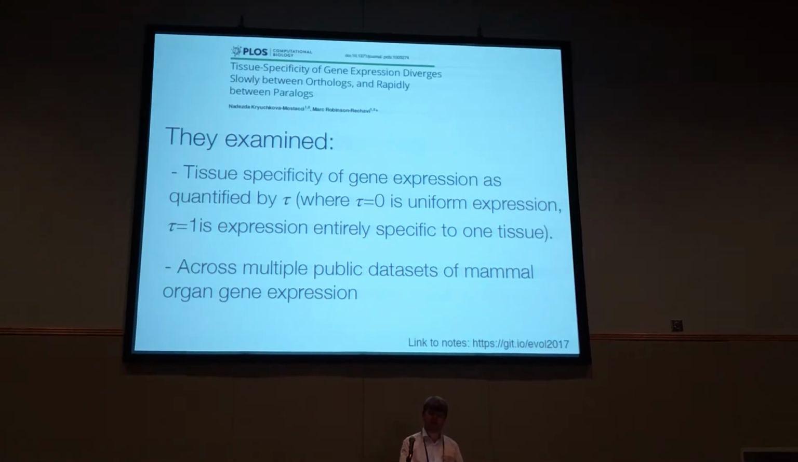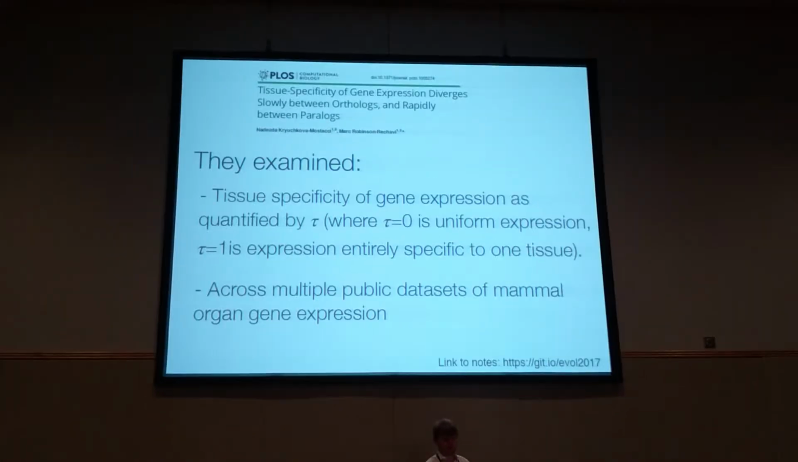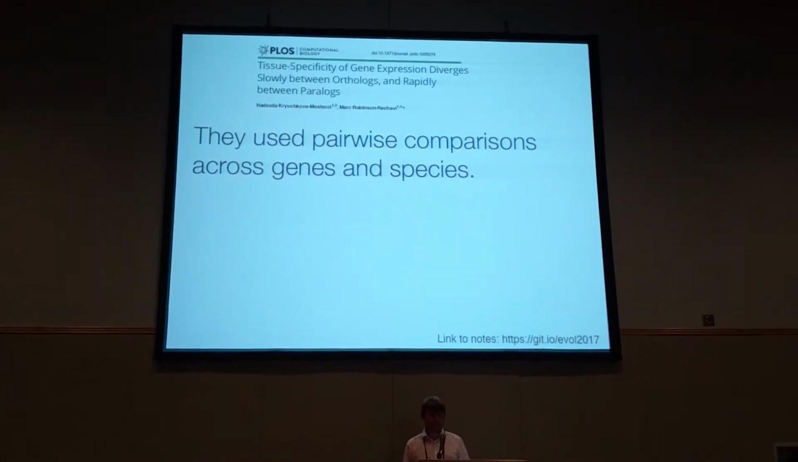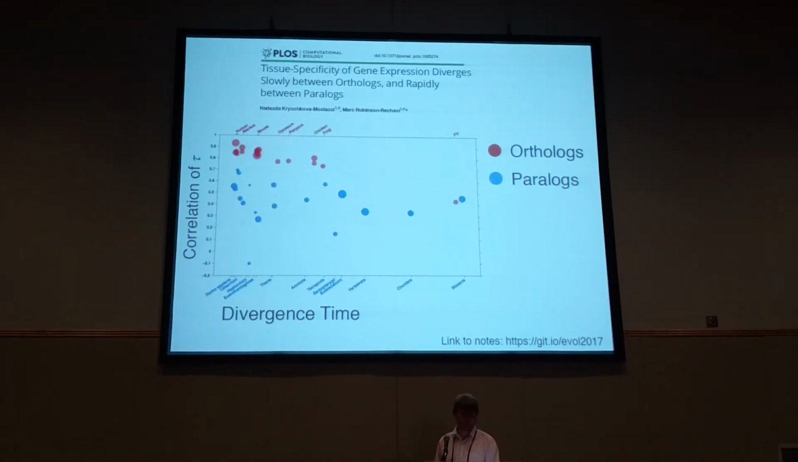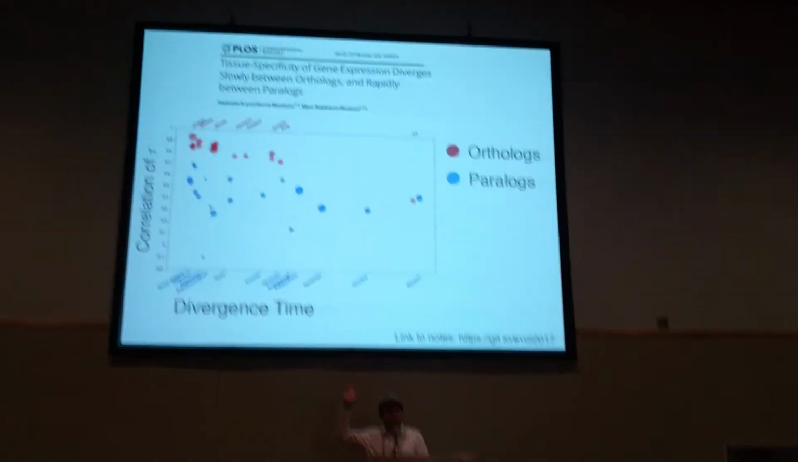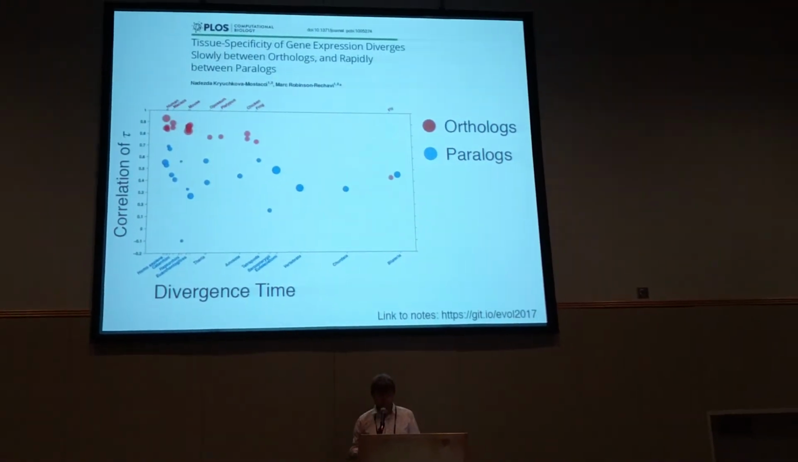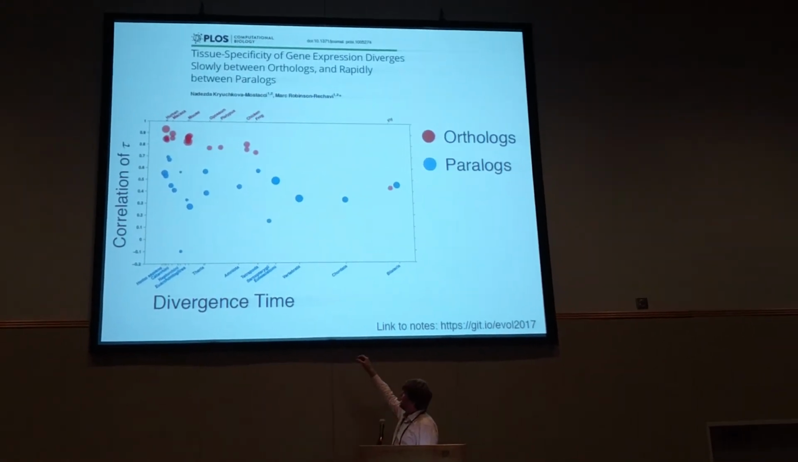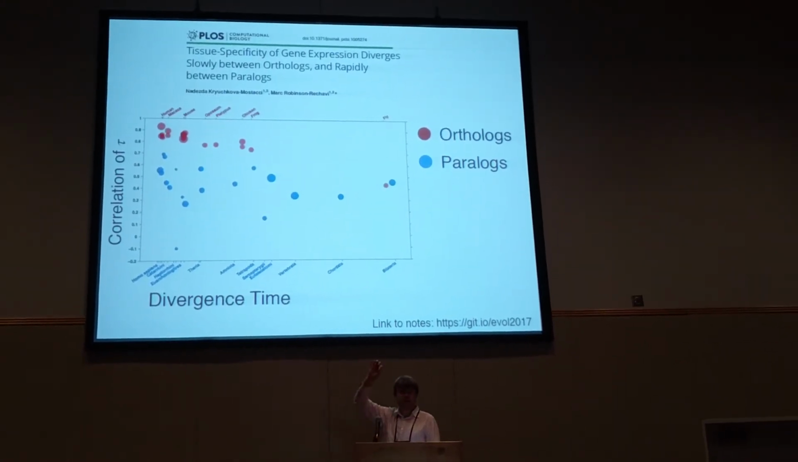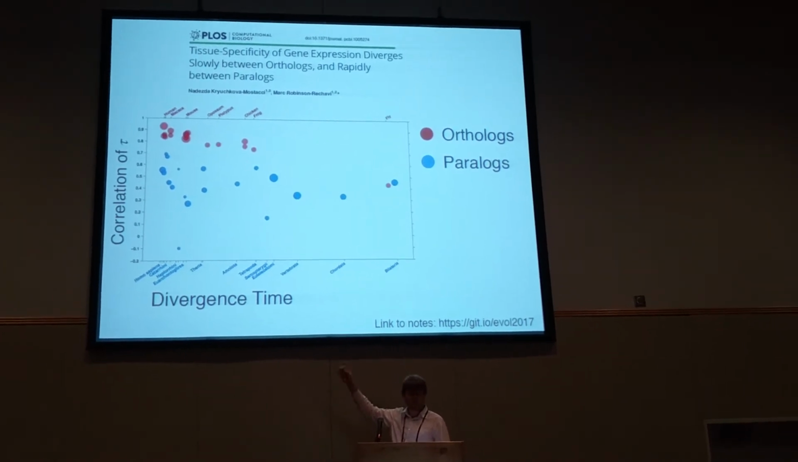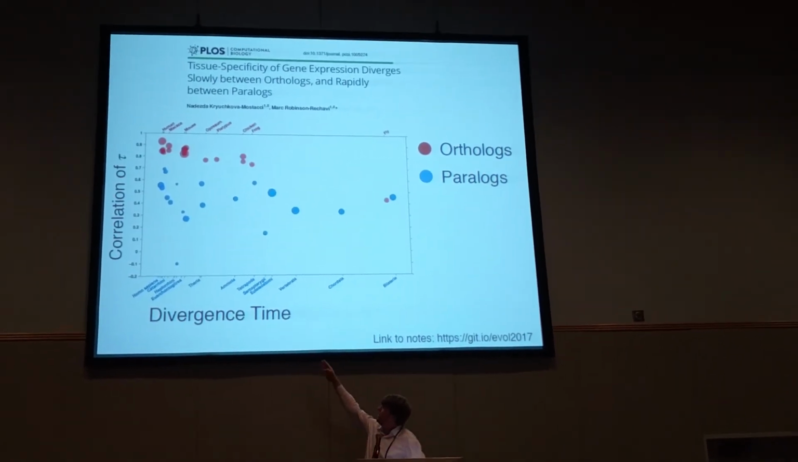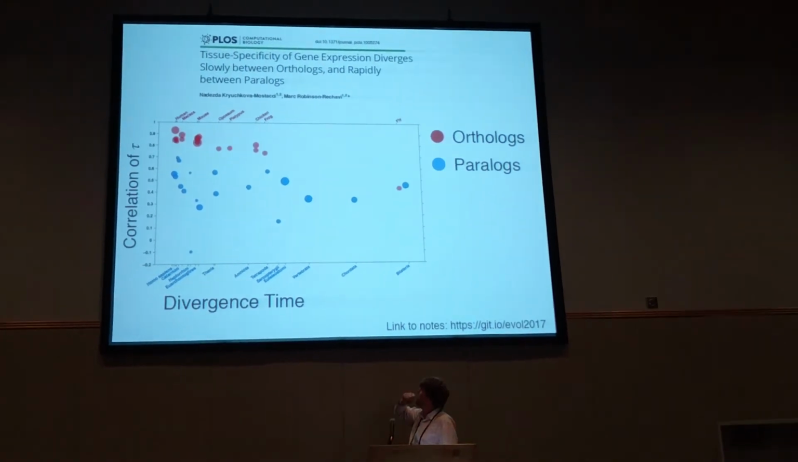They looked across multiple public data sets of mammal organ expression, and they used pairwise comparisons across genes and species. This is the really important figure here. On the x-axis, we have divergence time as indicated by specific clades, so the nodes corresponding to those clades. Divergence time is the age of those nodes. And then we're showing the correlation of tau in sets of genes here.